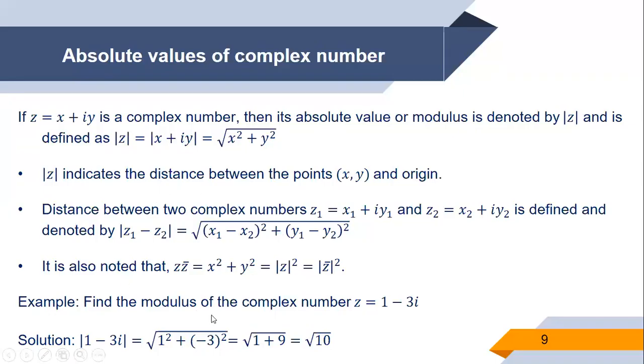Example: find the modulus of the complex number z equal to 1 minus 3i. Solution: mod of 1 minus 3i is equal to the square root of the real part squared, 1 squared, plus the imaginary part, minus 3 squared. So this is equal to the square root of 1 plus 9, and 1 plus 9 is 10, so the modulus is root 10.